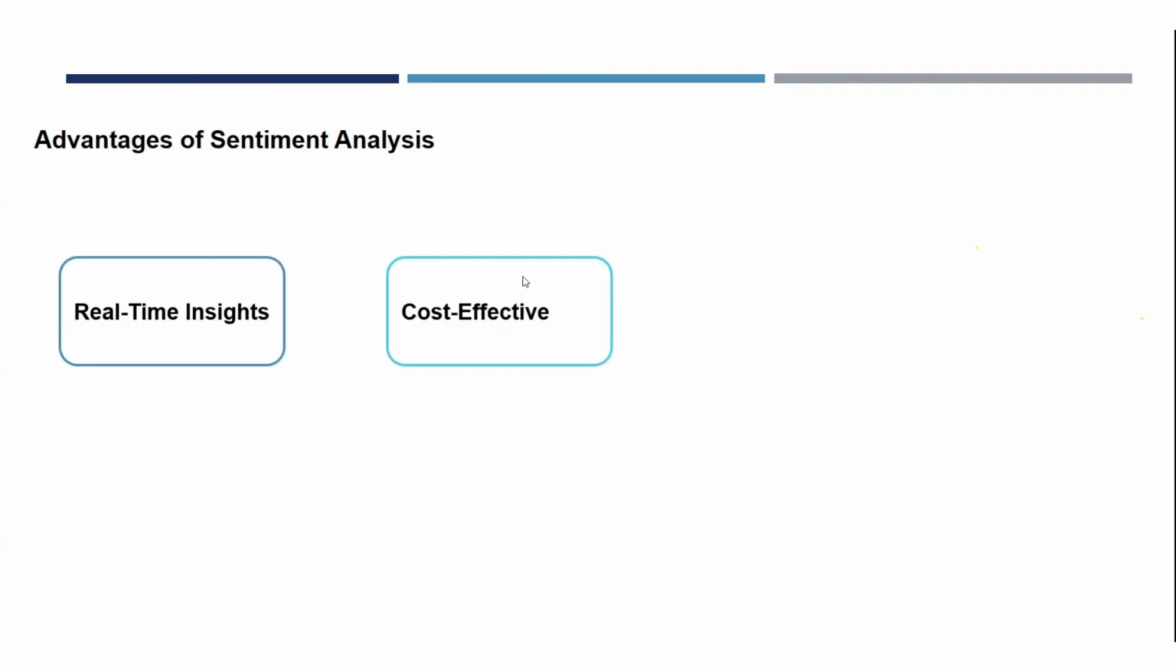Third one is trend identification. What is trend identification? Trend identification will help in identifying emerging trends and potential issues early. Trend identification means what is the current market. For example, you can divide the age groups like 12 to 18, 18 to 22, 20 to 25, 25 to 28, 28 to 30.